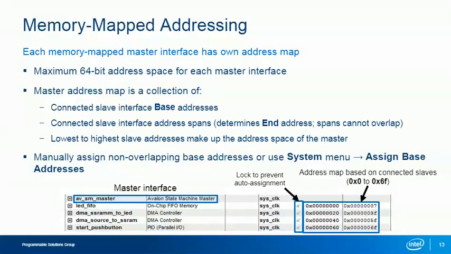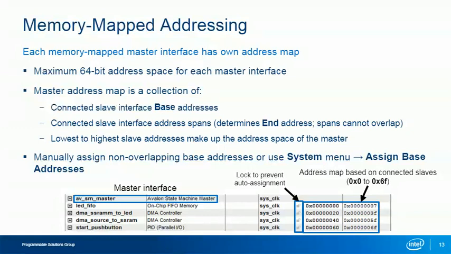In the example shown here, 4 slave interfaces are connected to the master interface named AVSM master. The address map for this master starts at 0 and goes up to 6F. If there are any gaps in the address map, accesses to them are automatically handled by the interconnect. If multiple master interfaces connect to the same slave interface, the master ports' address maps converge, as the slave ports will, by default, be assigned the same address for each master port.